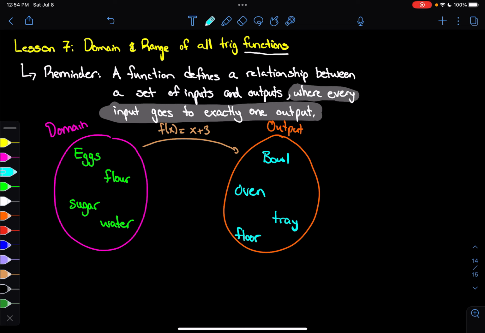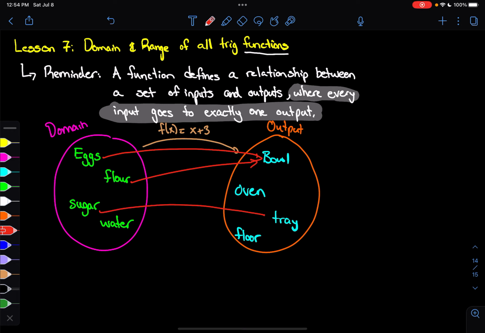A good recipe is going to say, okay, take the eggs, put them in a bowl. Take the flour, put it in a bowl. Take the sugar, maybe put it on the tray, spread it out on the tray. Take the water, put some water on the floor. It may not be the most natural sounding recipe, but the point is that all of those ingredients have a place to go. And it doesn't matter if they end up in the same place. If you put multiple ingredients in the same bowl, it still makes sense. One input goes to one output.